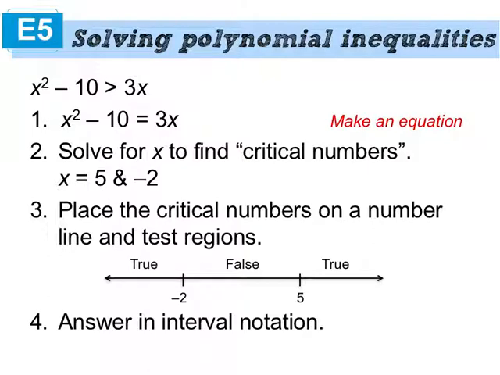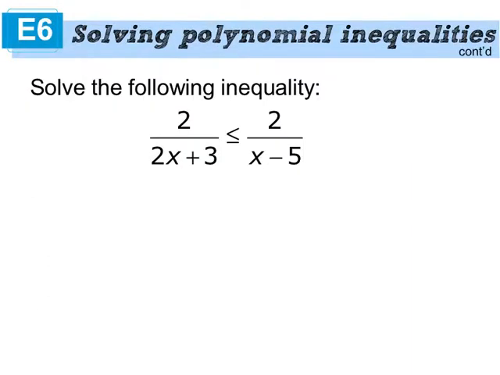I guess I left that out. Once you get this, you want the true regions, and you would use interval notation to express that. Negative infinity, oh, wait a second. Would I include negative 2 in this problem? Correct. Whether or not you include negative 2 comes from here. So it would be parentheses, negative infinity to negative 2, close parentheses, union, parentheses 5 to infinity, close parentheses.